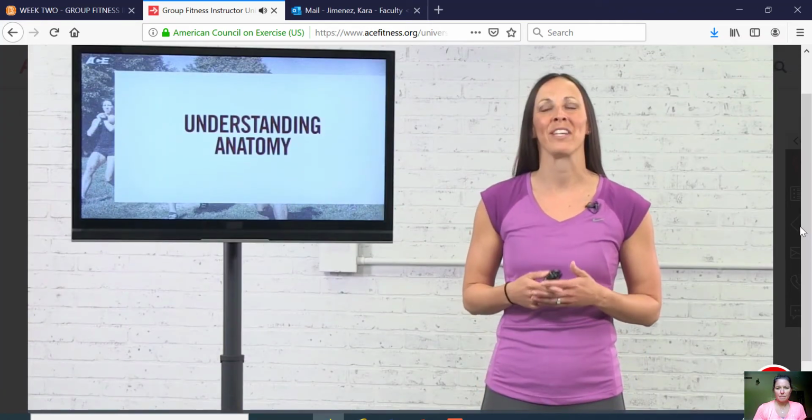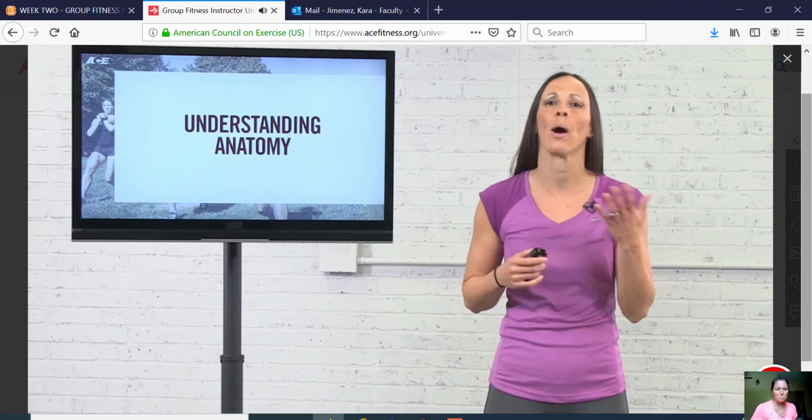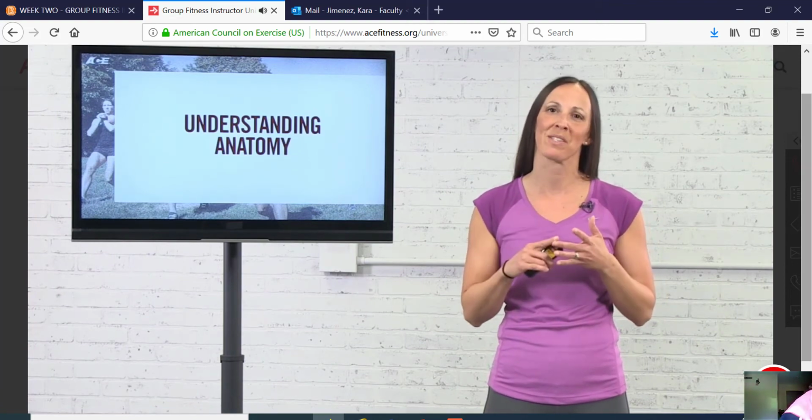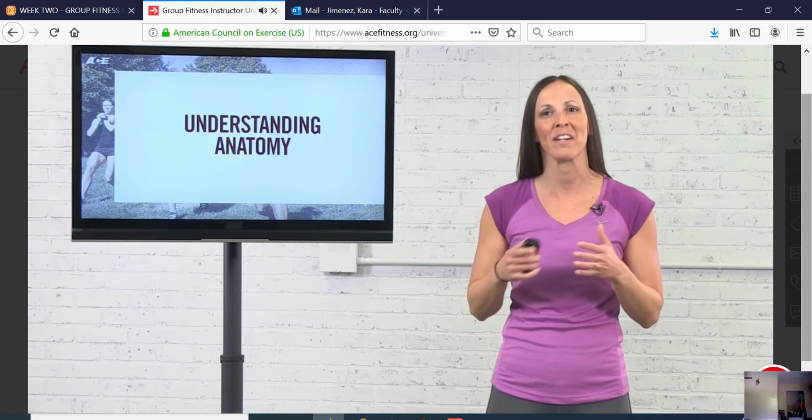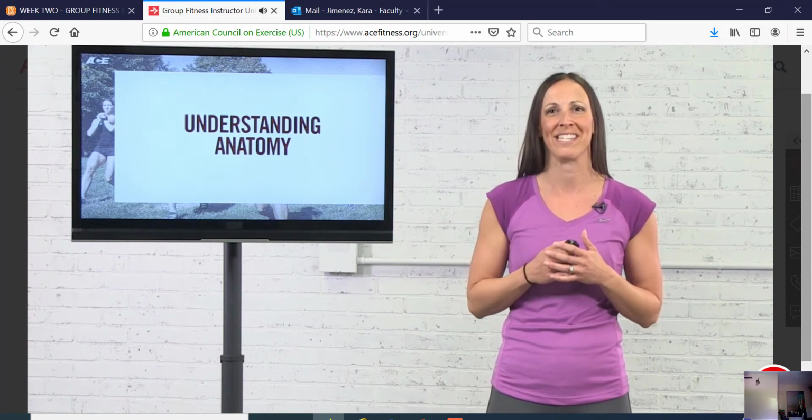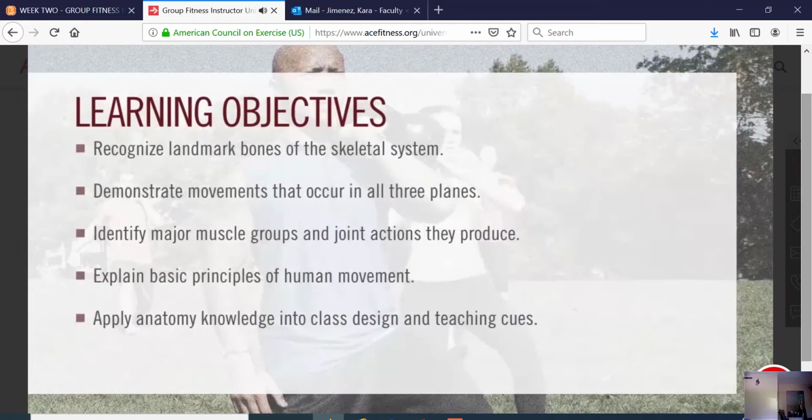In this segment, we'll be looking at musculoskeletal anatomy and how our bones, our joints, and our muscles work together to create the various movement patterns we do in our group fitness setting. By the end of the segment, you'll be able to recognize landmark bones of the skeletal system, demonstrate movements that occur in all three planes, identify major muscle groups and joint actions they produce, explain the basic principles of human movement, and apply the anatomy knowledge into designing your class and your teaching cues.